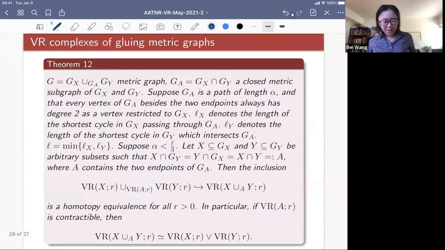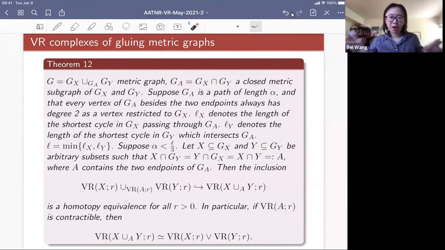I'm going to move on to now, we have those gluing of metric spaces among small subsets. You can now talk about gluing of metric graphs. Again, you are looking for results on homotopy equivalences of metric graphs. There's a bunch of conditions here, which on a high level say that the gluing path between the two metric graphs is not too long, and is bounded by the size of the shortest cycle in each of those metric graphs.